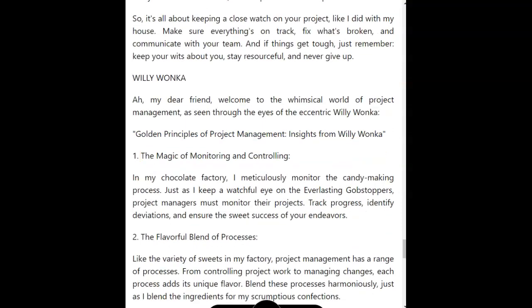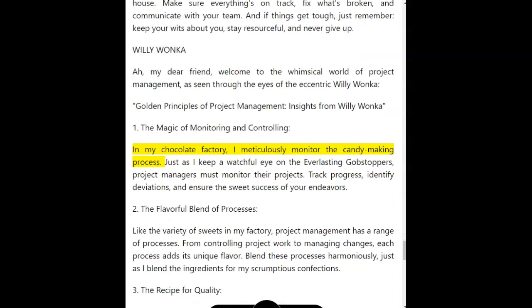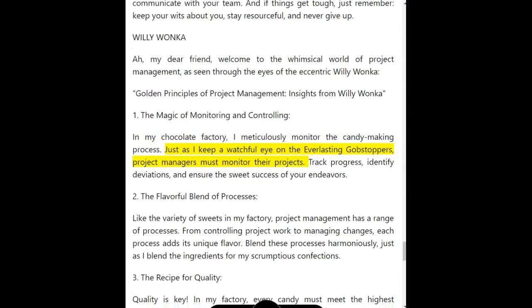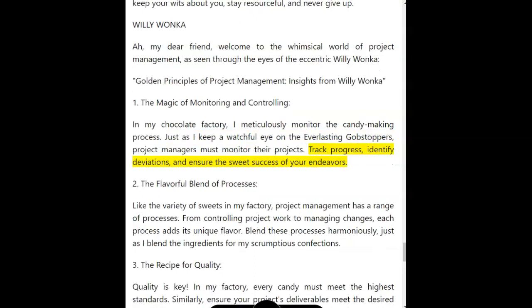1. The magic of monitoring and controlling. In my chocolate factory, I meticulously monitor the candy making process. Just as I keep a watchful eye on the everlasting gobstoppers, project managers must monitor their projects. Track progress, identify deviations, and ensure the sweet success of your endeavors.